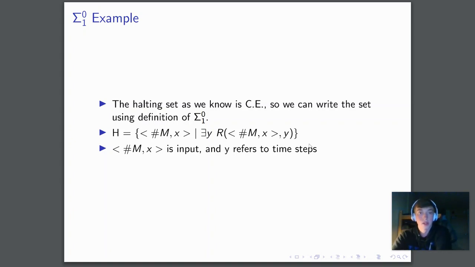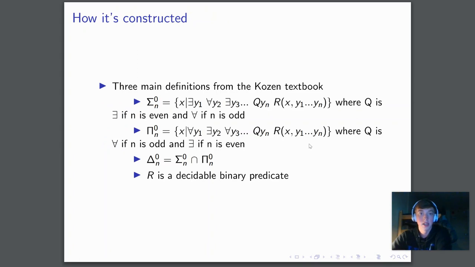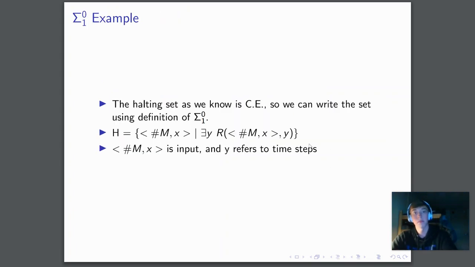And so the way that we set this up then is we have a single exists y. Since it starts with an exists, we know it's going to be sigma. And because there's only one quantifier, that means that n is just 1. So that's how we end up saying that H is a part of sigma 01.